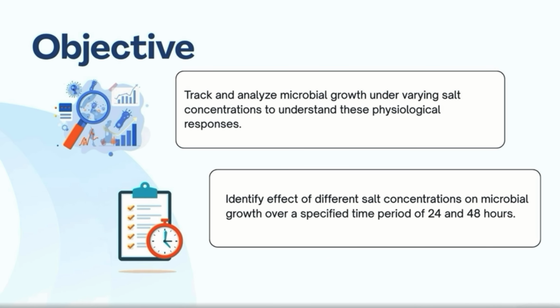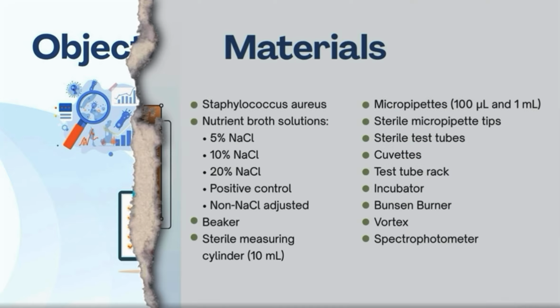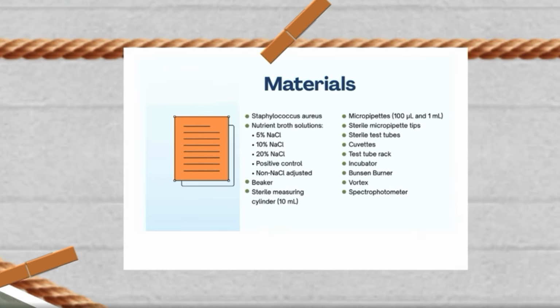Our primary objectives for this experiment were, first, to track and analyze microbial growth under varying salt concentrations to closely understand these cellular physiological responses. Second, to explicitly identify the exact impact that different sodium chloride concentrations have on microbial proliferation over two specific time intervals, 24 hours and 48 hours. And this is the material we used during the experiment.